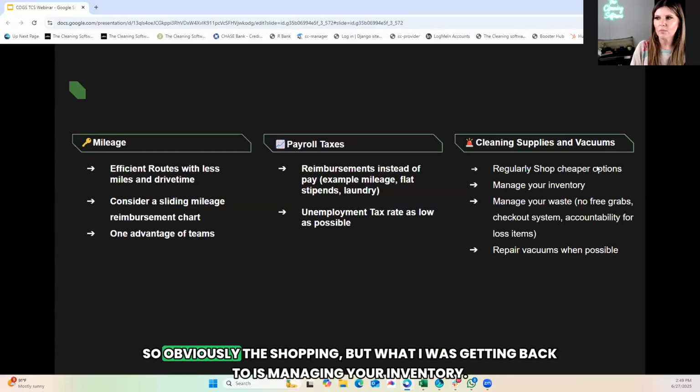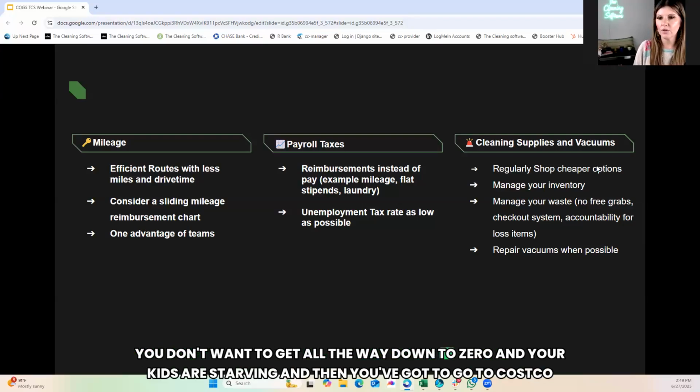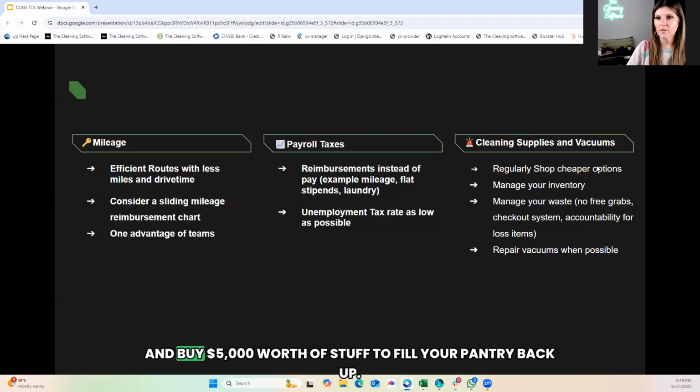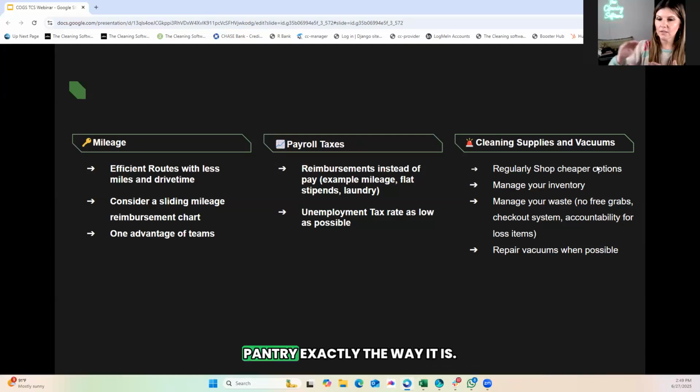So obviously the shopping, but what I was getting back to is managing your inventory. You don't want to have these giant spikes in supply costs. Think about it like your pantry at home. You don't want to get all the way down to zero and your kids are starving and then you've got to go to Costco and buy $5,000 worth of stuff to fill your pantry back up. Because look, now you're broke that month. So what you do is you go to Costco once a month and you spend a set budget and keep that inventory of your pantry exactly the way it is.